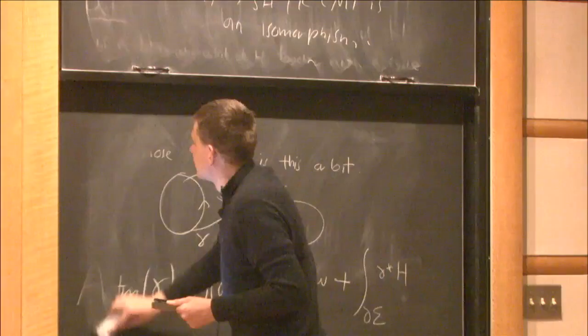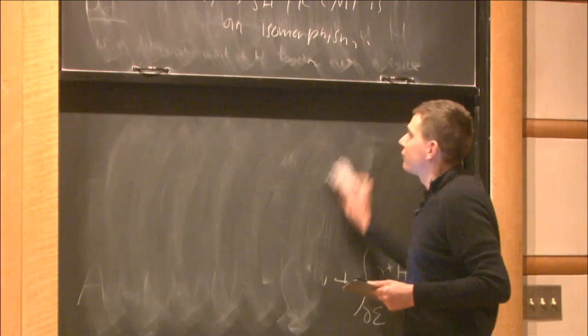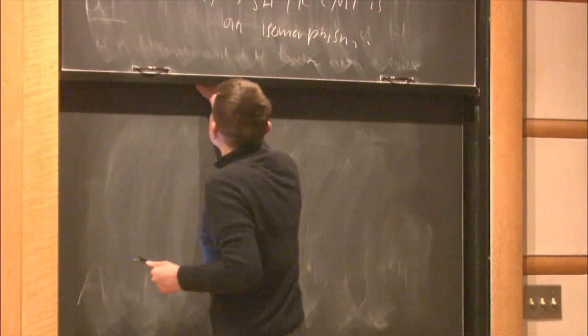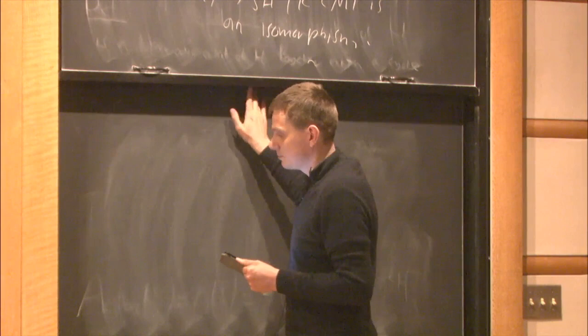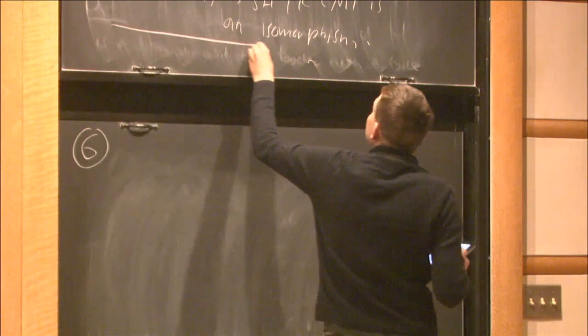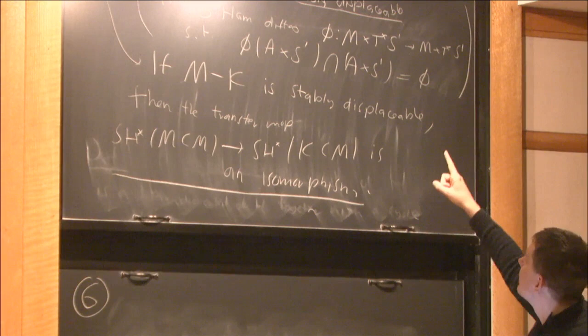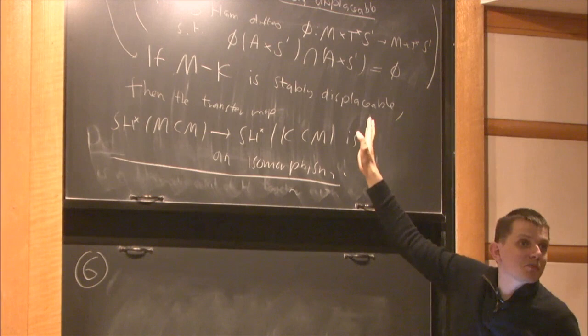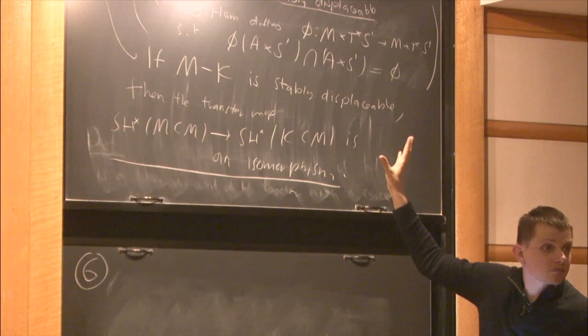Okay, property 6, I'm afraid, is the most technical one, and I can't state it precisely. Actually, I'm going to erase... I don't really want to erase those properties. I'm just going to try and fit it on here, I suppose. Okay, so 6. Actually, maybe I want to say something about this stably displaceability thing. A fun exercise, I can tell you the answer at the end, is any positive codimension symplectic submanifold of M is stably displaceable.